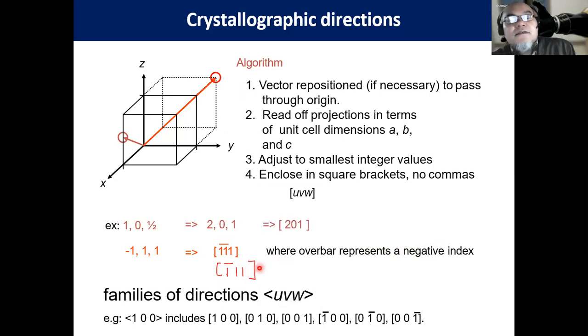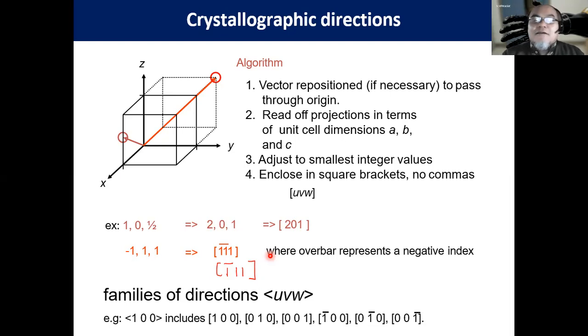So we could have families of directions, where the numbers are the same, only where they occur in the coordinates may be different, or the polarity may be different. Polarity means whether they are positive or negative. For example, the family 1, 0, 0 is enclosed within angle brackets, not square brackets.